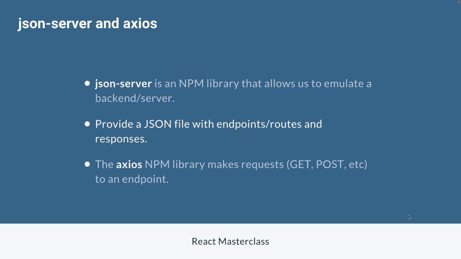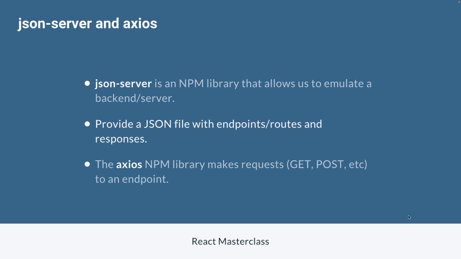JSON server is an NPM library that allows us to emulate a backend/server. The way we do that is we define a JSON file with endpoints or routes, which basically just means URLs, and we specify what that JSON server should return when that endpoint is hit. So it's almost like we're setting up some kind of website, some kind of API that's just going to return data to us. And this was the simplest way that I could think of that we can get essentially a backend up and running that we could hit with the React app in order to fetch data.